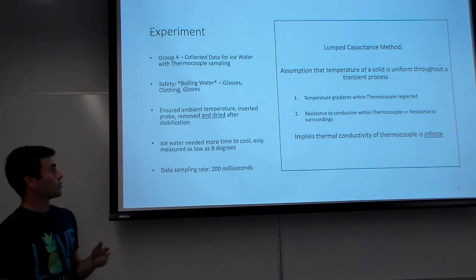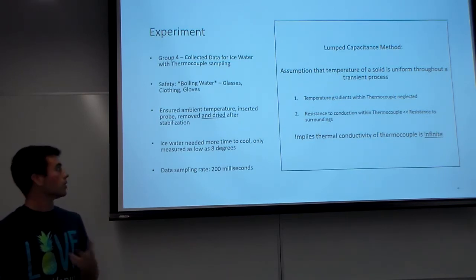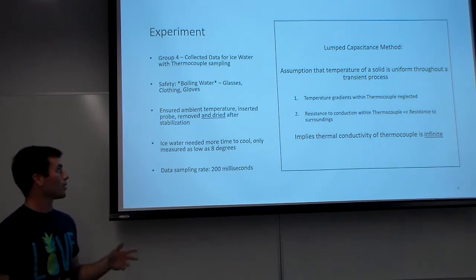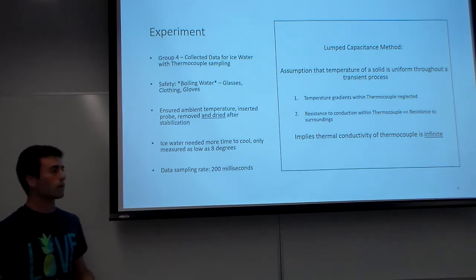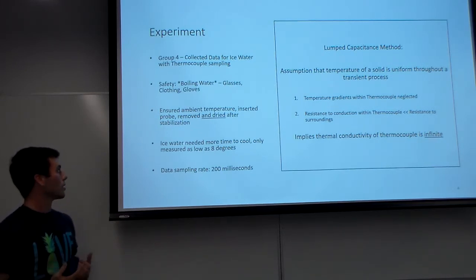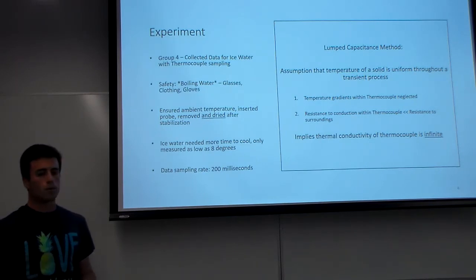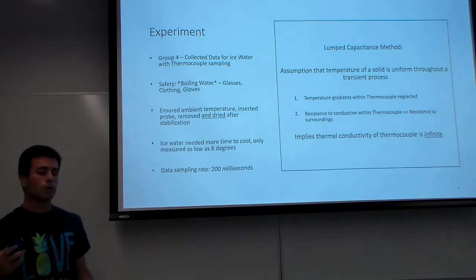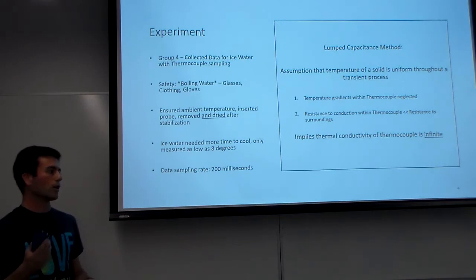So next thing, of course, is the actual experiment itself. Our group, we did the ice water. Some safety considerations, especially for the boiling water experiment: wear glasses, clothing, gloves, and just being overall careful handling. As far as the actual experiment goes, when we used the thermocouple, we made sure it stabilized at ambient temperature. We inserted the probe and then made sure it stabilized there, pulled it out, wiped it off real quick to make sure that the thermal conductivity of the water on it didn't affect our results.